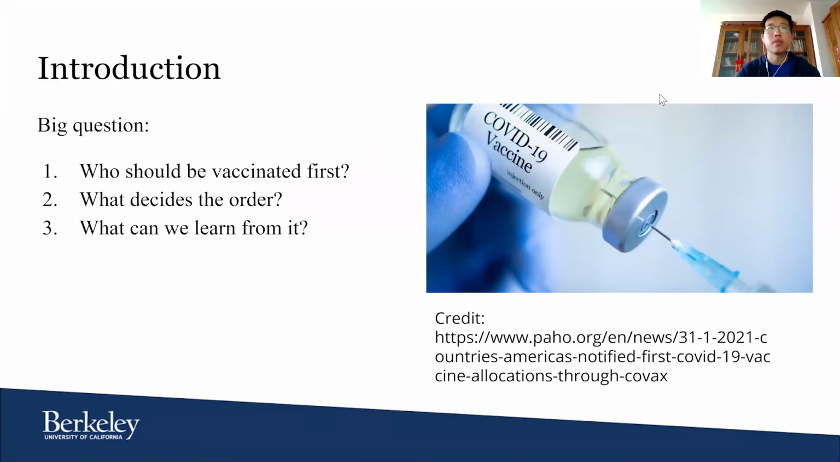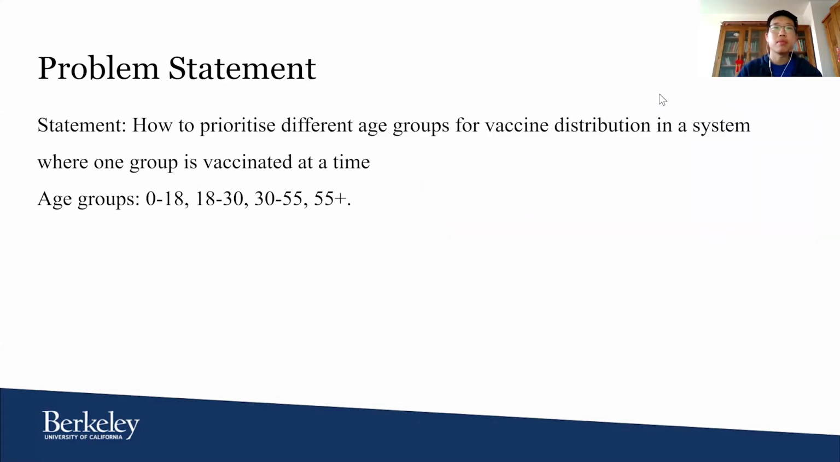So let's get started. As a brief introduction of our project, we'll be trying to answer some big questions that arise in COVID-19 vaccination distribution. As the vaccination has been developed, many big questions came up, and one of them is who should be vaccinated first? And furthermore, we'll be hoping to answer questions such as what decides the order and what we can learn from it.